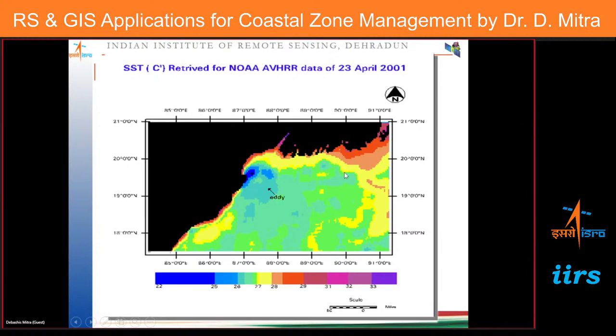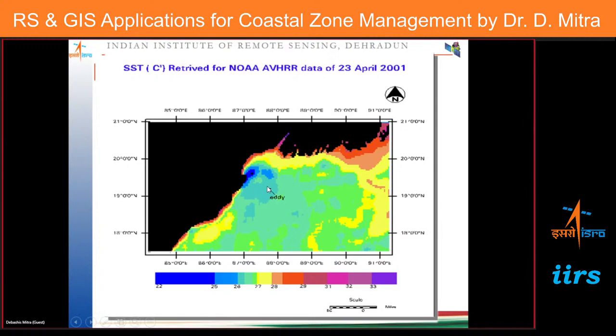But you can see in the surrounding, the color, the temperature is a little bit more. But in this circular region, the temperature is less because the water has come from the bottom. That means it is an upwelling zone. So we will look for the potential fishing zone or the fish catch in this region.